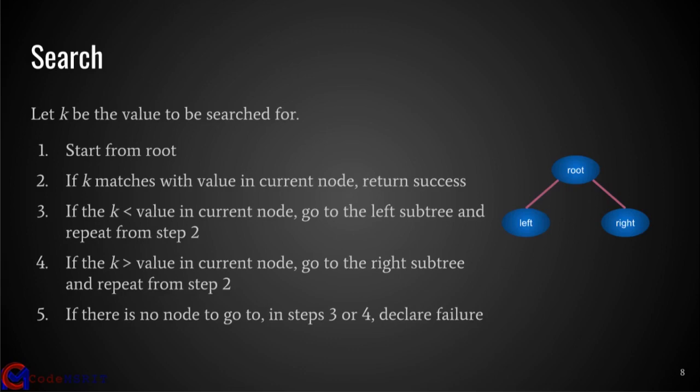Searching for a value in BST is similar to searching for a value using binary search. Let k be the value to be searched for. We start from the root. If k matches with the value in the current node, we return success. If k is lesser than the value in the current node, go to the left subtree, otherwise, go to the right subtree, and repeat from step 2. If there is no node to go to, we return failure.